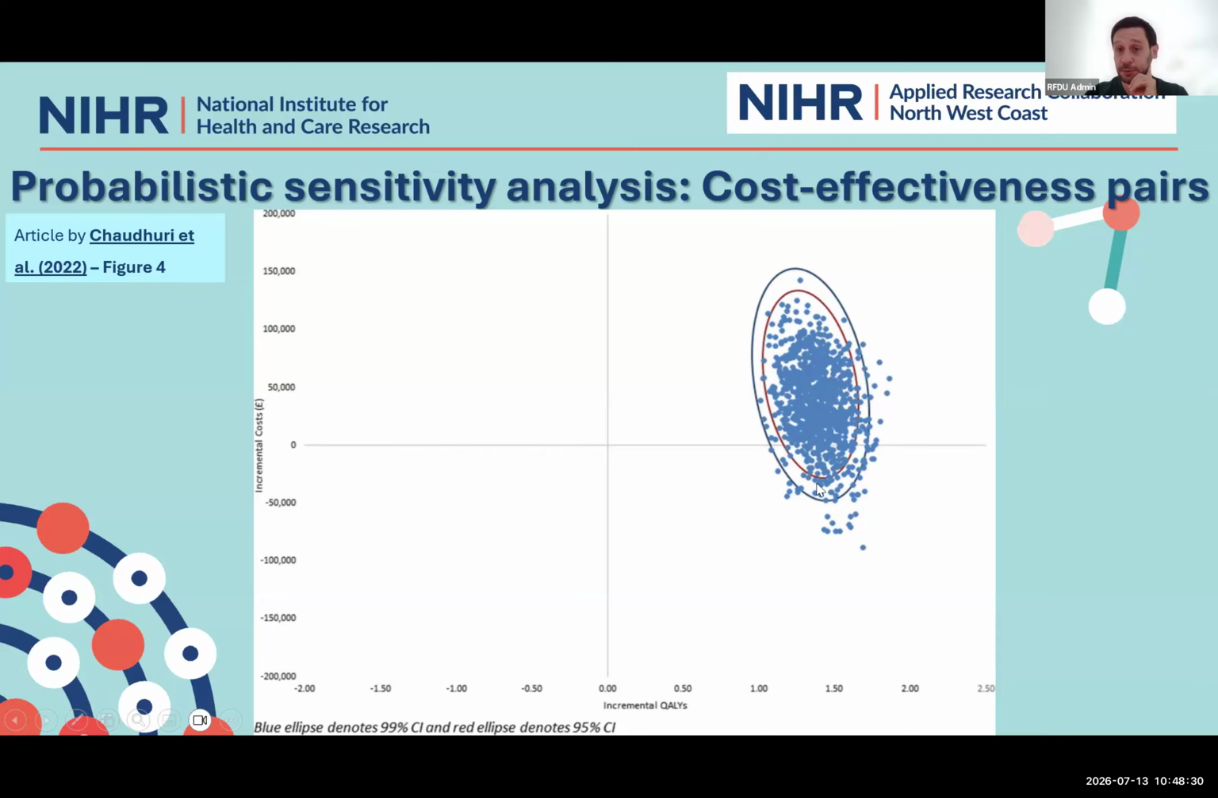But it's important to notice there is a minority, maybe not a negligible minority, of pairs which lie in the southeast quadrant, where the new intervention is actually, sorry, is more effective and less costly.